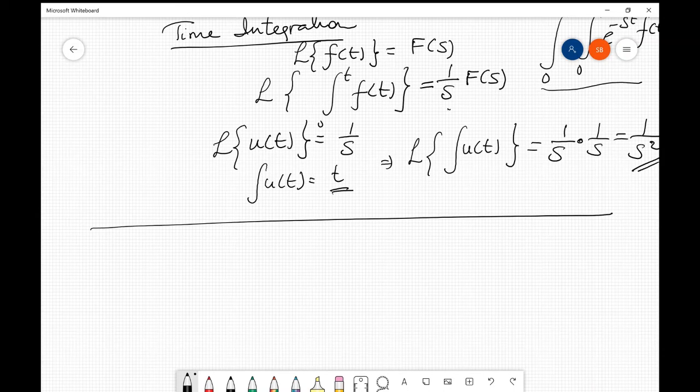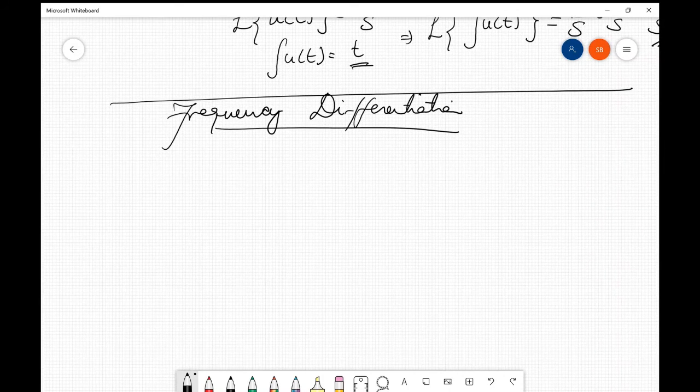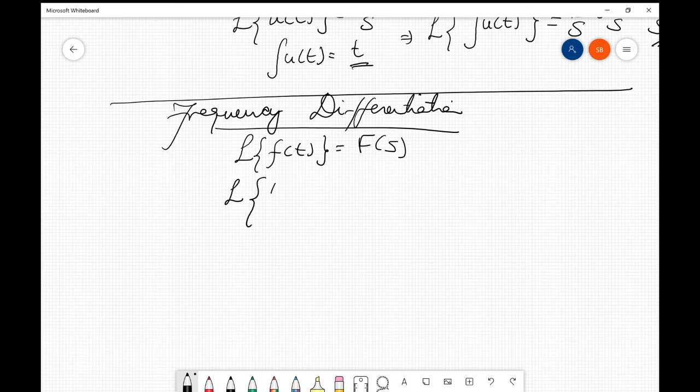Okay, I think we have one more, which is frequency differentiation. The frequency differentiation tells us that if the Laplace transform of f of t is F of s, then if we multiply f of t by t, this is the same as differentiating the s domain and multiplying it by a negative number.